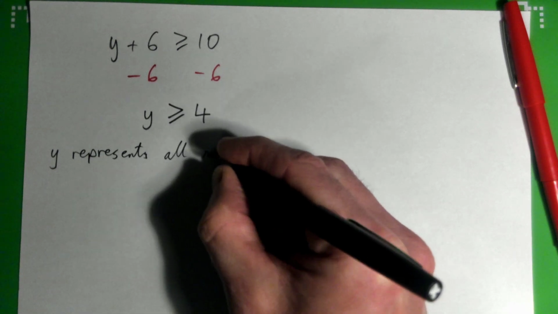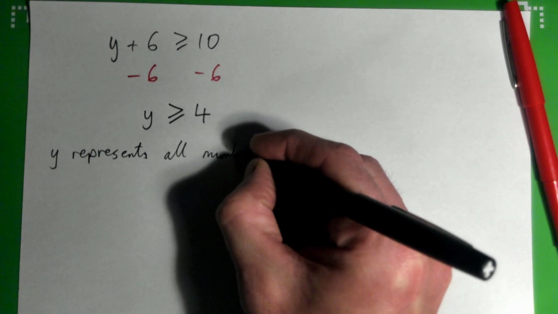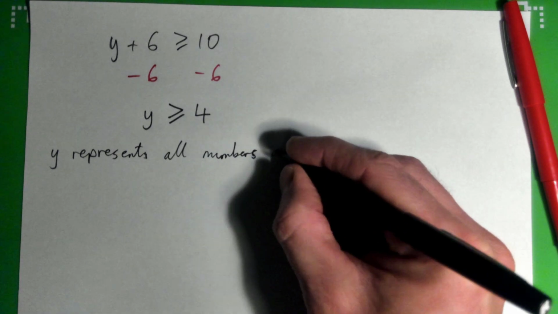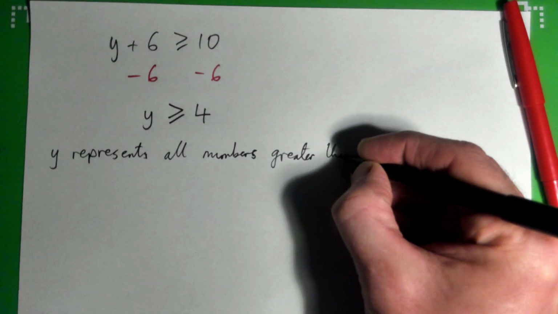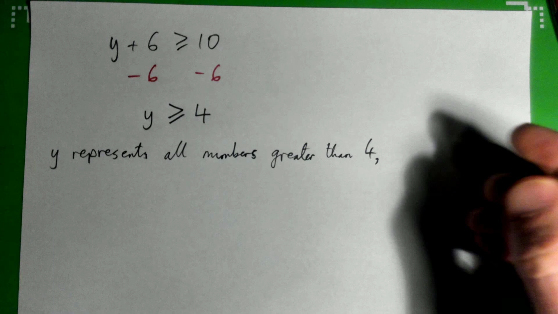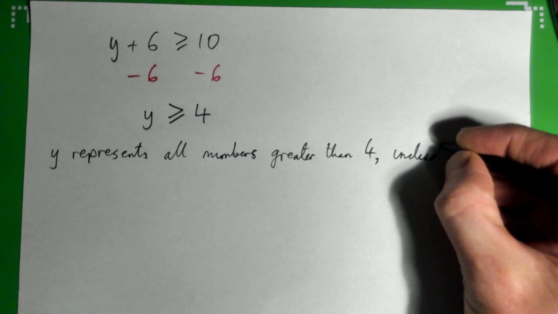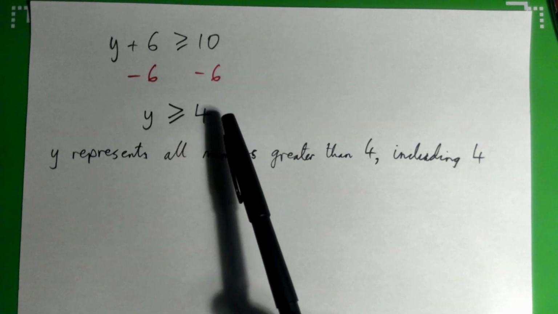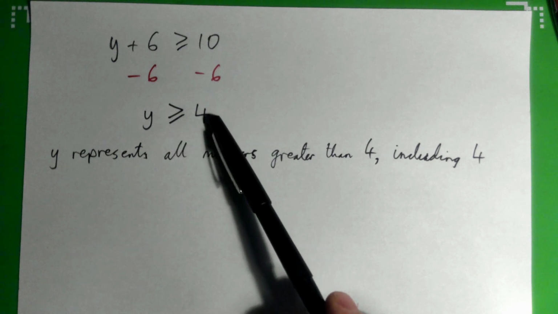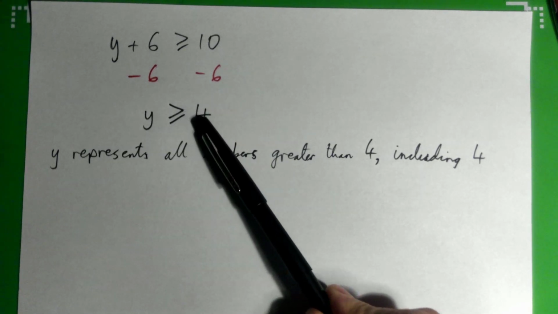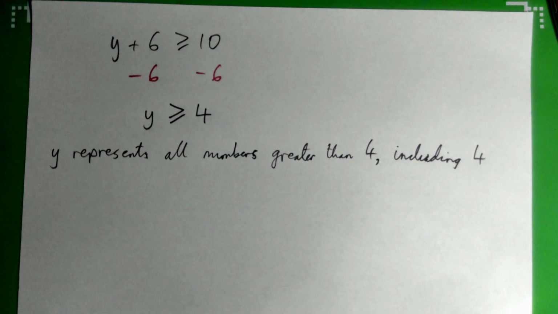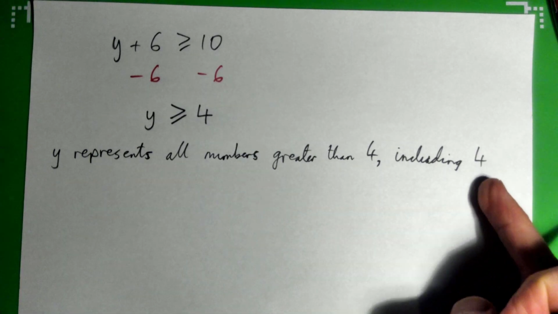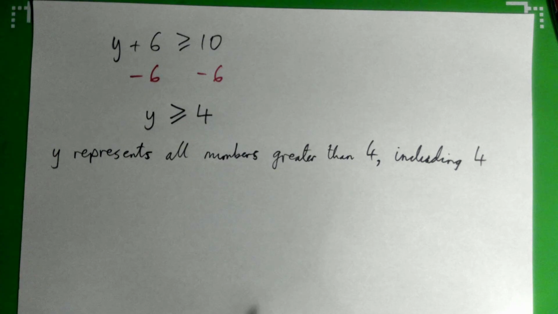all numbers greater than 4, but including 4 also. Okay, so that's what that means. So even though it's a very simple little expression, inequality, y greater than or equal to 4, it actually means a lot. It implies a lot. It's hard in English to narrow it down. You kind of need to write this long sentence to represent this little bit of math here, right?